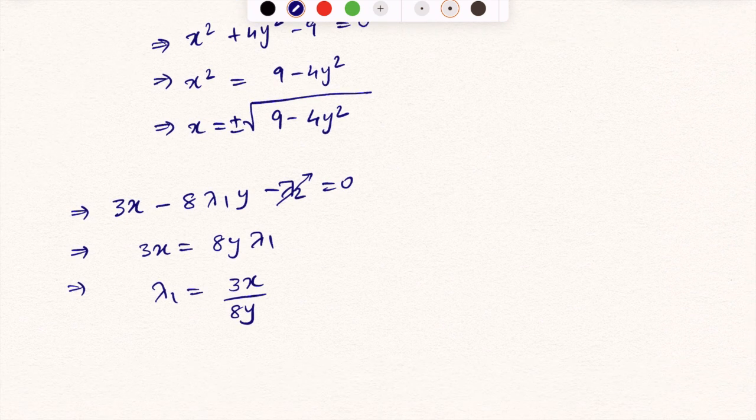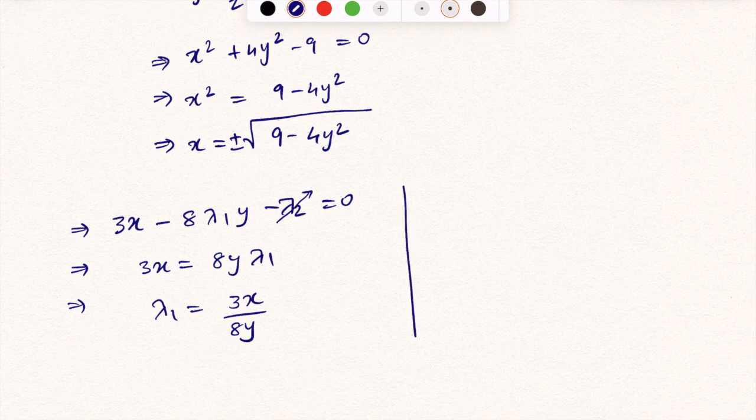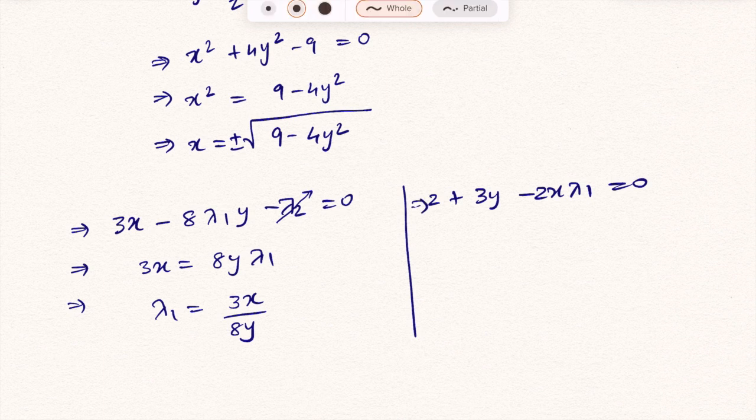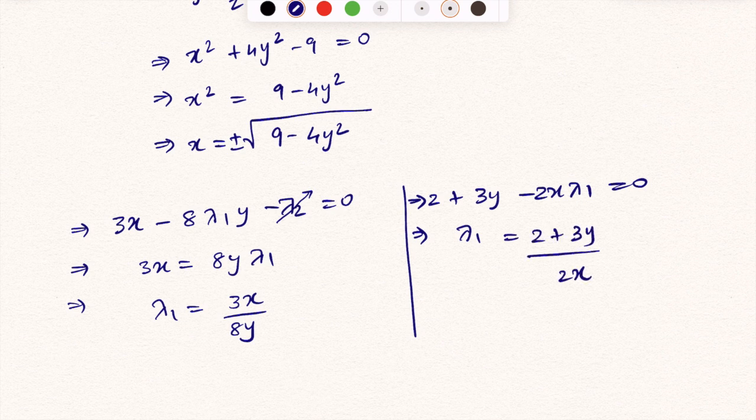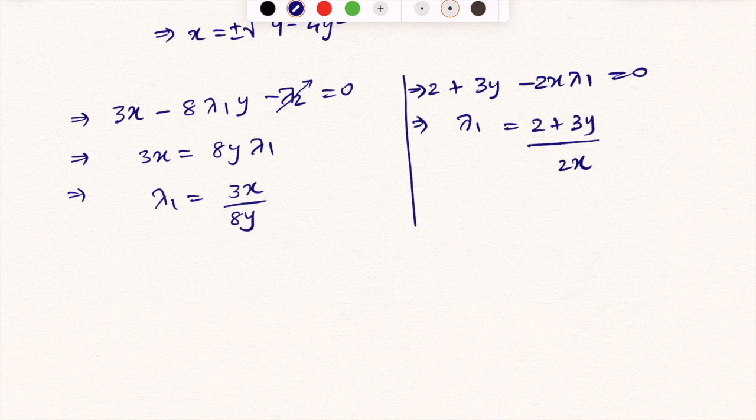And similarly, I'm also going to use the other equation, which is the other partial derivative of L with respect to x, which is nothing but 2 plus 3y minus 2x lambda 1 equal to 0. If you remember that, if you kind of solve again for lambda 1, you end up with lambda 1 is equal to 2 plus 3y divided by 2x. And so we have two different expressions for lambda 1, and if we set them equal to each other, we can solve for values of x and y.